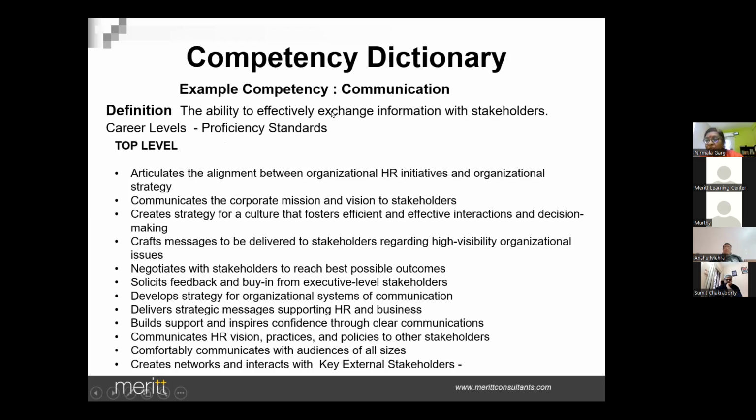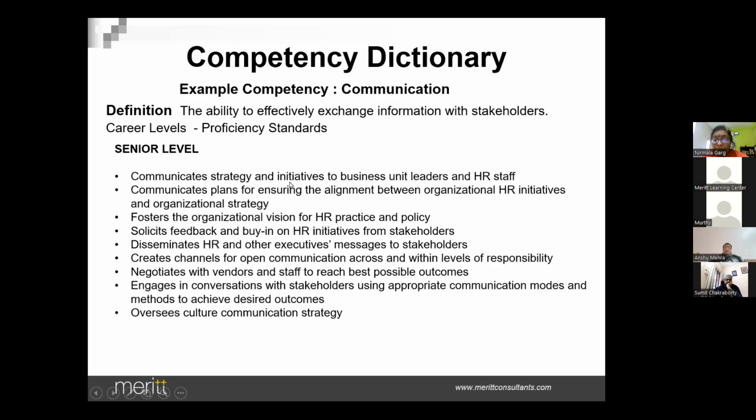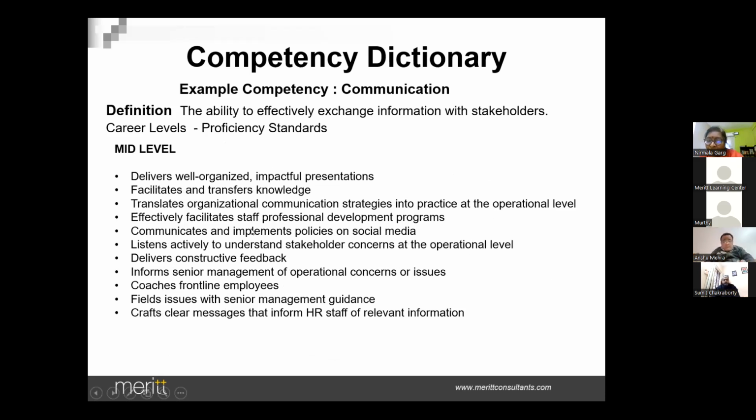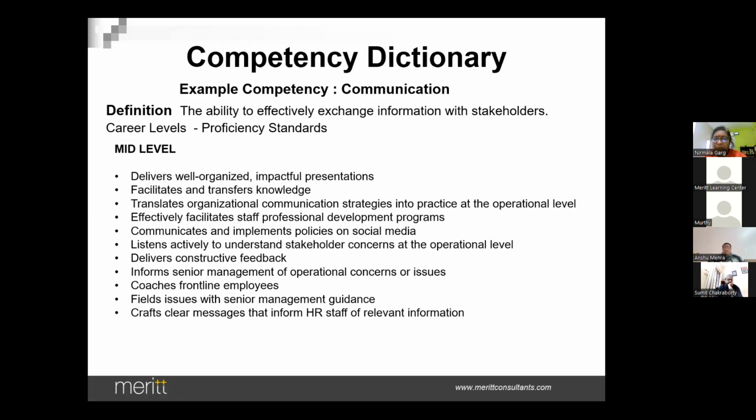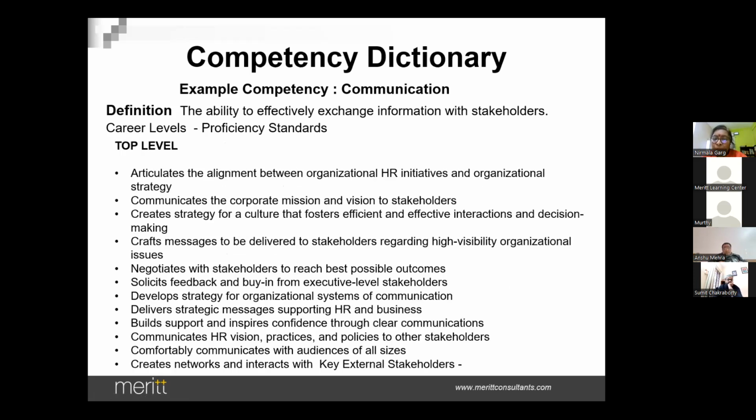So for communication, you saw entry level. Look at the senior level. So these are all for senior level. You can take a picture of this because all of you will be working on it, then you will know. And look at the middle level. So what I'm trying to say is, the behaviors at an entry level, at a mid level, at a senior level, at a top level are different for this communication competency, depending on the level, right?